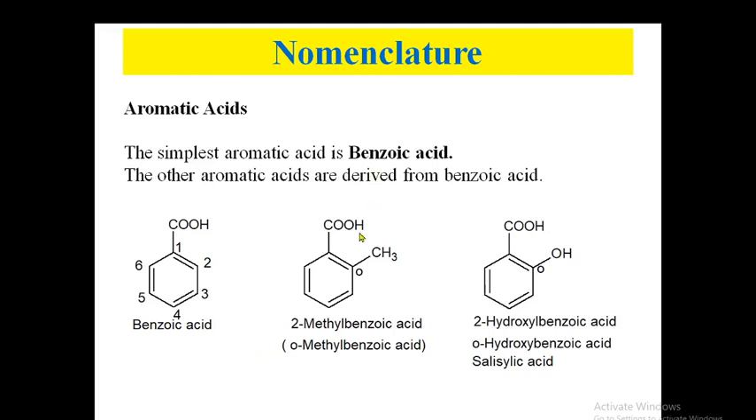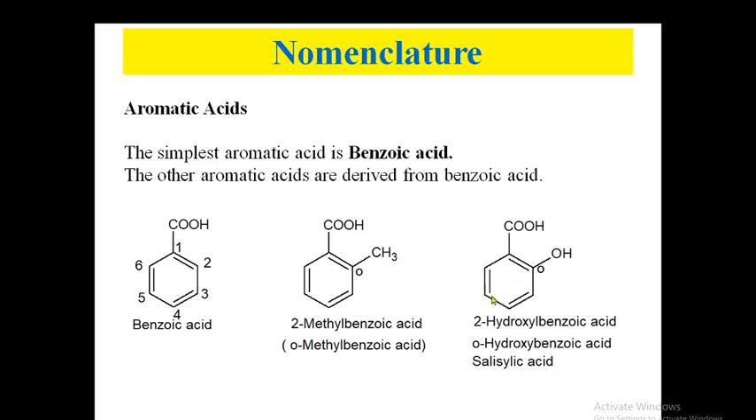If you have this example, at the ortho position you have a methyl group, and therefore it has the common name orthomethyl benzoic acid. Or if you want to give the IUPAC name, then you have to number the phenyl ring so that the substituent gets the lowest number. So this is number 1, and this will be number 2. The methyl group comes at the second position, and therefore it's 2-methyl benzoic acid.